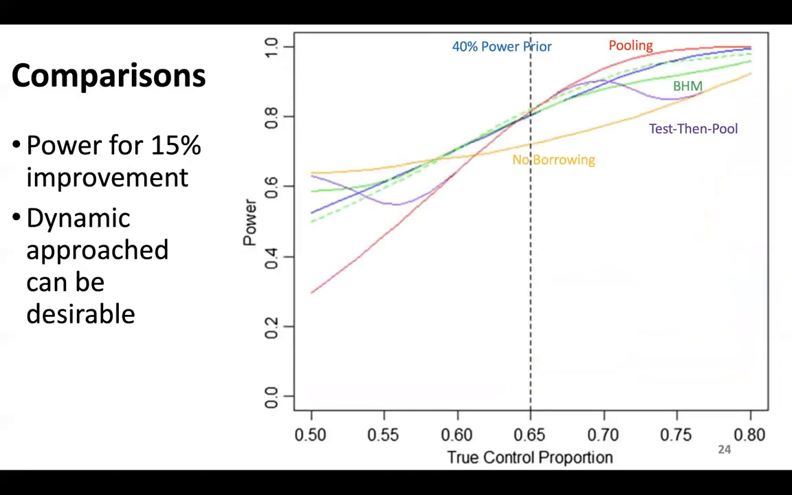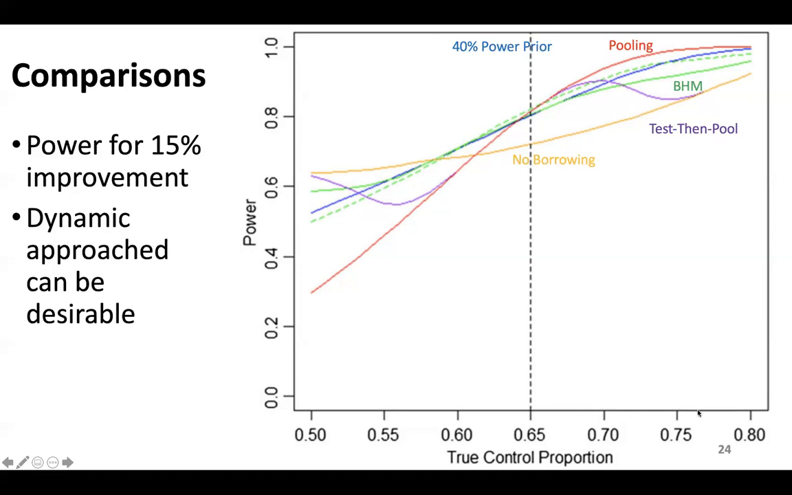This graph is the power graph, assuming that A has a 15% absolute improvement over the control. Again, there are a number of lines on here, and some of the messages are similar to what we were looking at before. Notice if 65% is right, the Bayesian hierarchical model has very similar power to the pooling method in this setting. It does like pooling. It does really quite well.